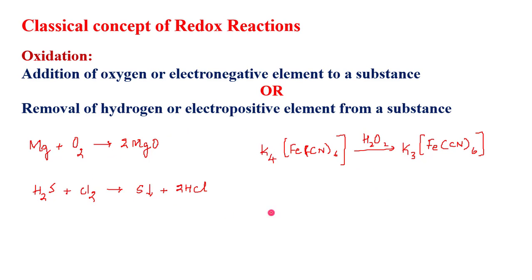So these are all the different ways in which oxidation is defined according to the classical concept. So remember, according to the classical concept, adding oxygen or an electronegative element to a substance is called oxidation, or removing hydrogen or an electropositive element from a substance is called oxidation.